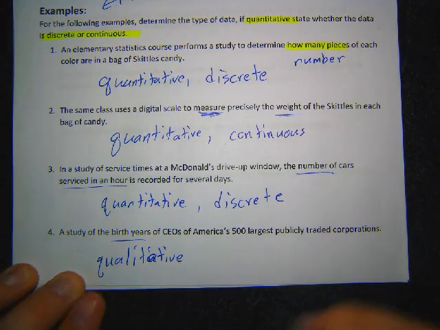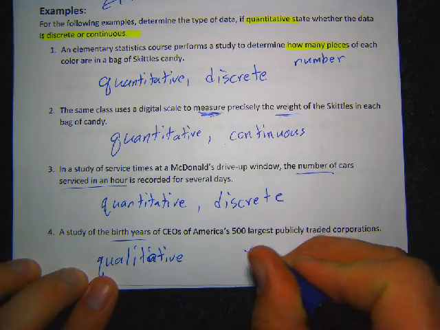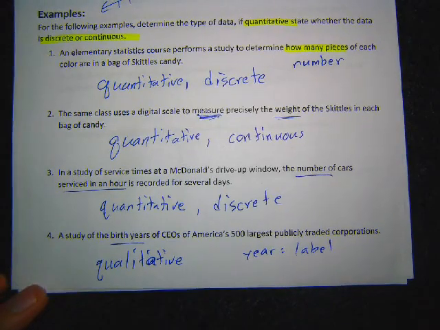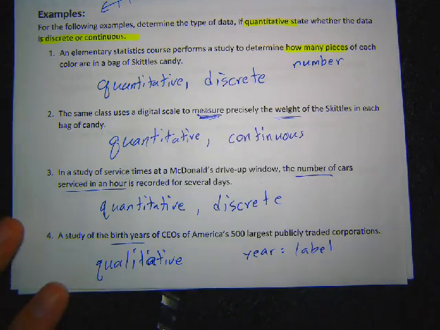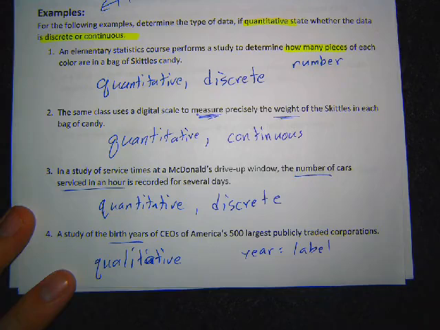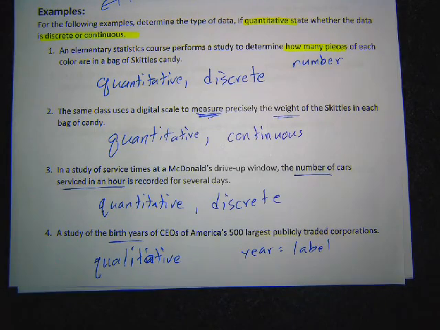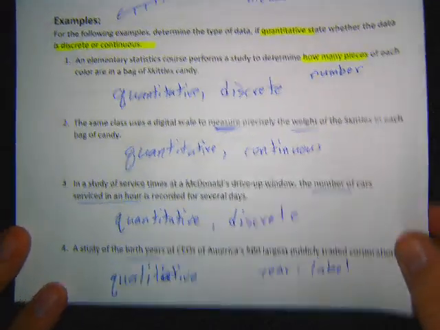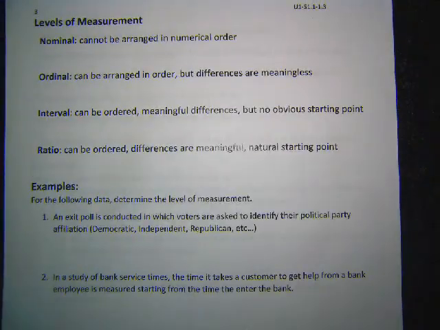Qualitative because the year is a label in this case. We're not counting, not measuring. If you asked me to collect data about the age of the CEOs, then that would be numerical because I'm measuring how long they've been alive. But since we're looking at their birth year, we're just looking at a label. So again, labels are qualitative. This isn't a numerical quantity. Even though we're using a number, we're just using it as a label. That's the big difference between the two. Okay.